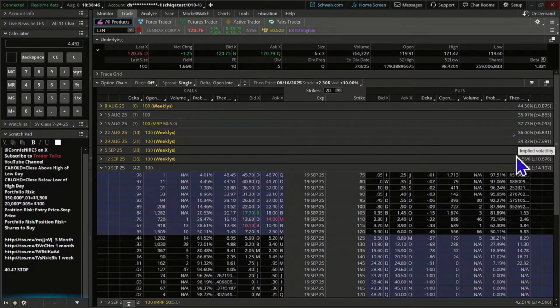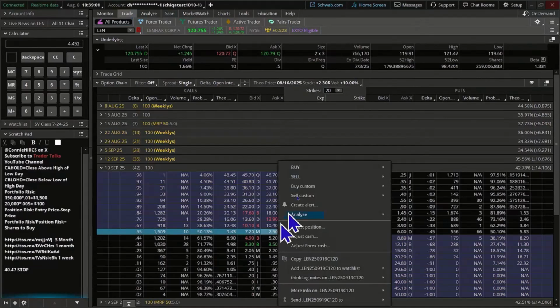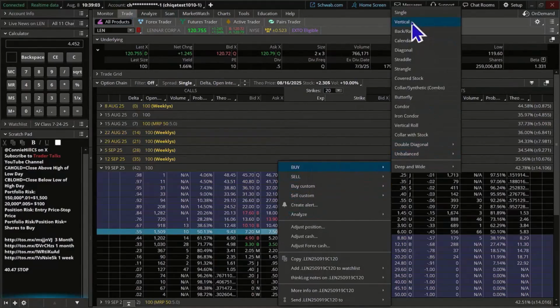Now, the implied volatility is not super high. In this case, I'm thinking we've got a bigger target. Let's go for something where we require the stock to move somewhat. Let's go for a 120, 125 long call vertical. So we're going to say buy vertical.